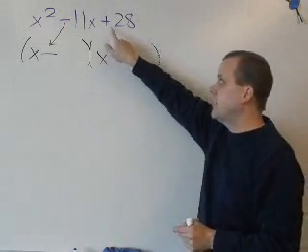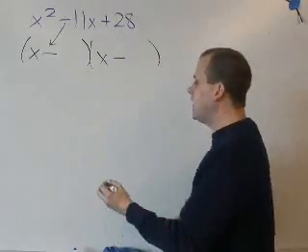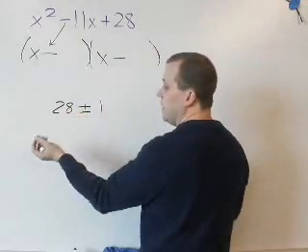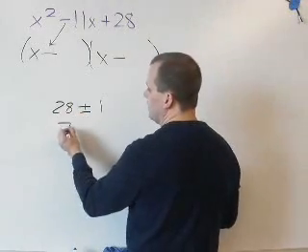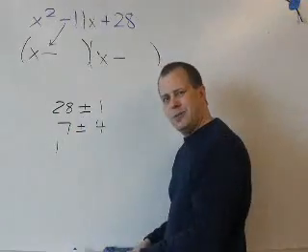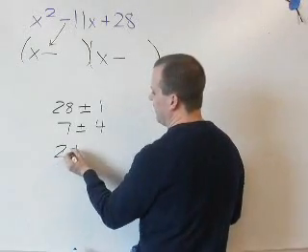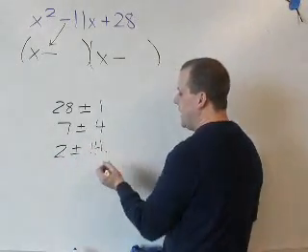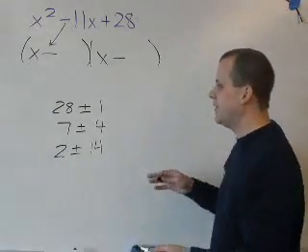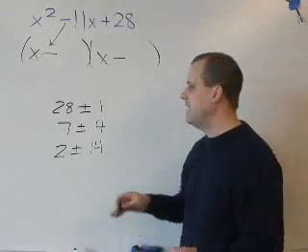A negative times what equals a positive? A negative times a negative. Now, I need to go through all of my ways that I can multiply numbers to get 28. I could do 28 and 1. I could do 7 and 4. I could do 12. Can I really do 12? Don't think so. Can I do 2 and 14? Are there any other choices that I could possibly do? No, I don't think so. So let's go through our choices and figure out which numbers we have.